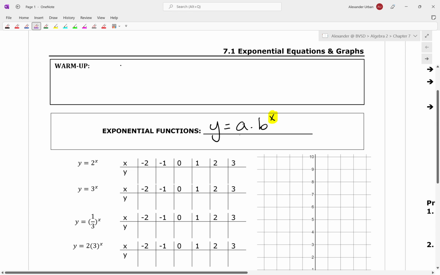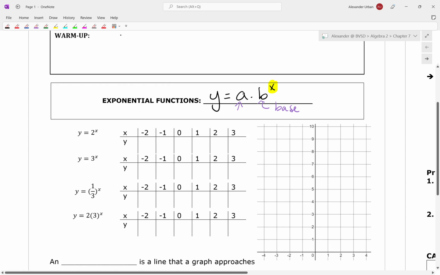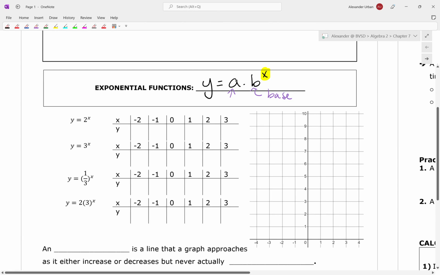The a value is our coefficient. This is going to control if this is a vertical stretch, a vertical shrink, or if we're going to flip our graph. But the big kicker here is our base, which sometimes can be replaced with rate, but we're going to get to that in a little bit. The base is really important. If it's bigger than 1, then it's going to be a growth. If it's less than 1 but bigger than 0, it's going to be a decay. And to start this off, we're just going to graph a few functions.